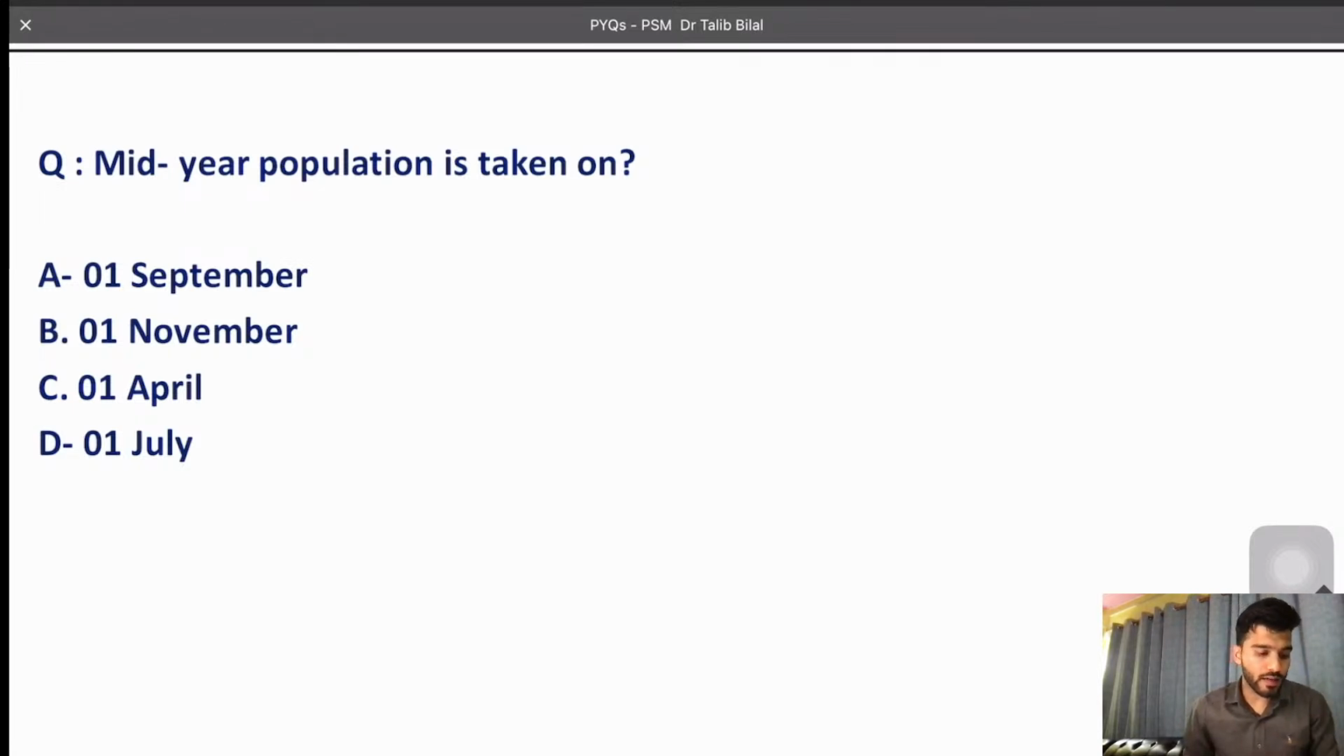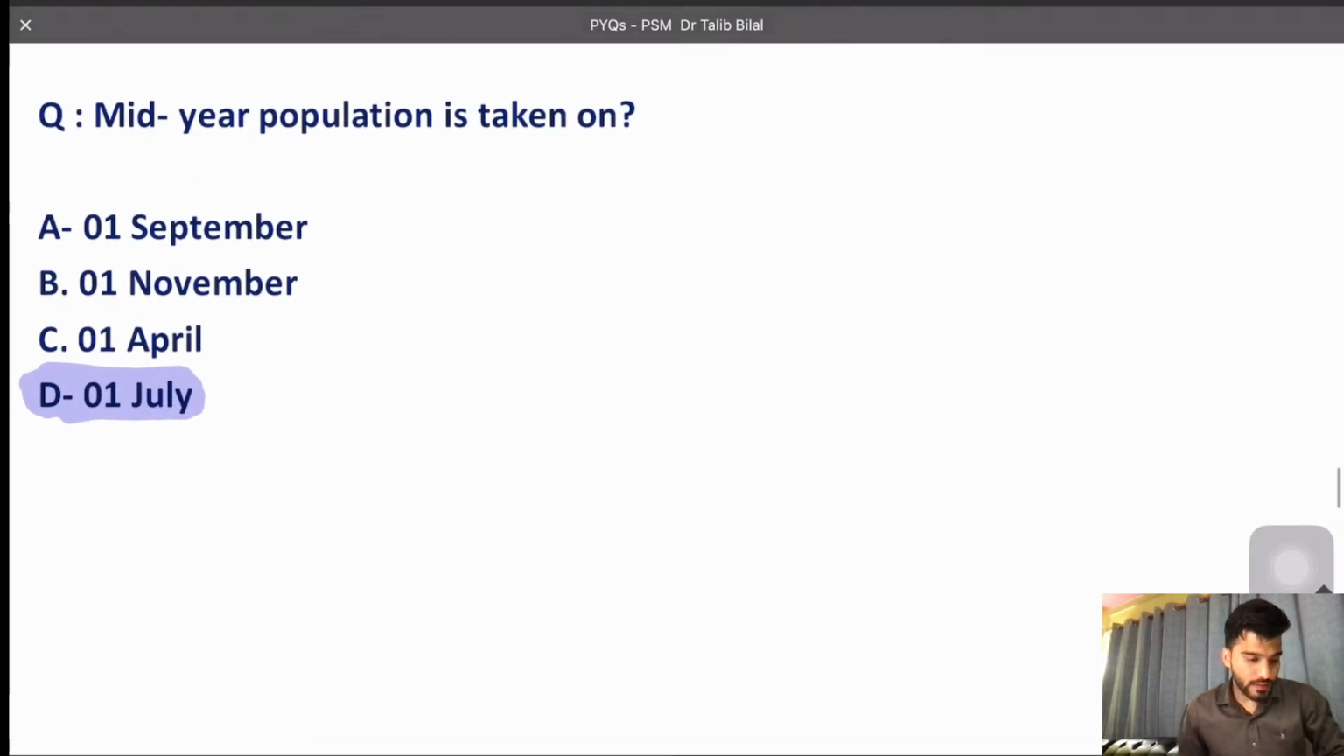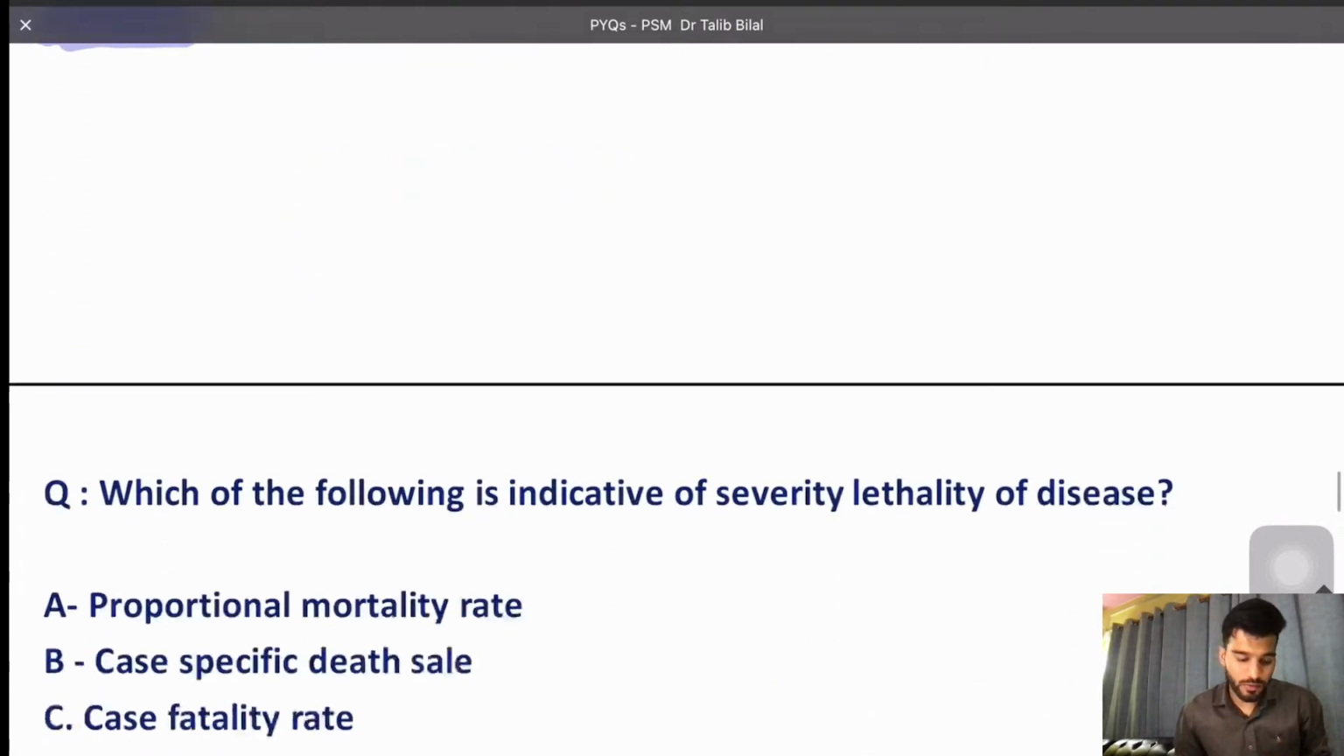I've already discussed yesterday: mid-year population is taken on July 1st. Okay. Next question, guys, is this clear? Mid-year population, very simple one, 1st of July.